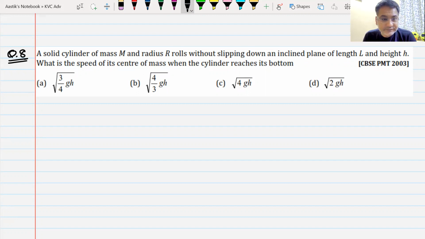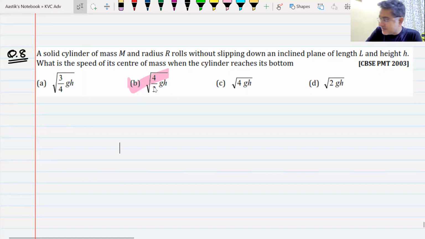Sir, under root 4gh by 3. Under root 4gh by 3. You should have done it in a little bit less time. Anyways, I will give you that. Under root 4 by 3 gh. I don't need to explain it. You just need to put the formula of velocity, get the answer, and stay happy.